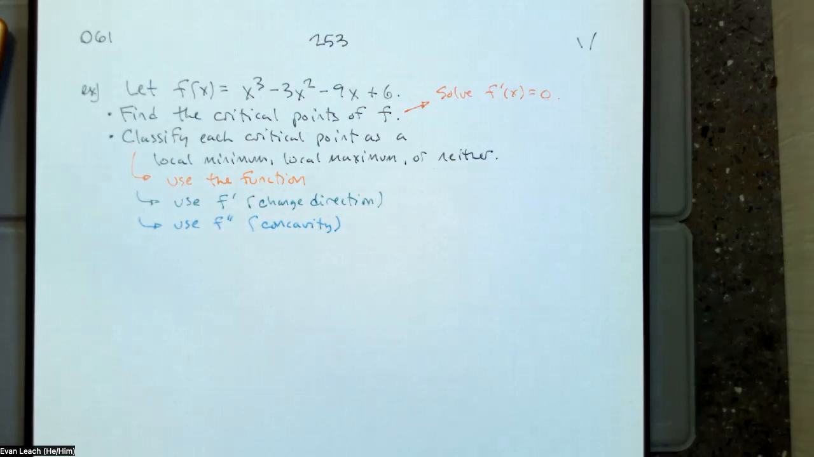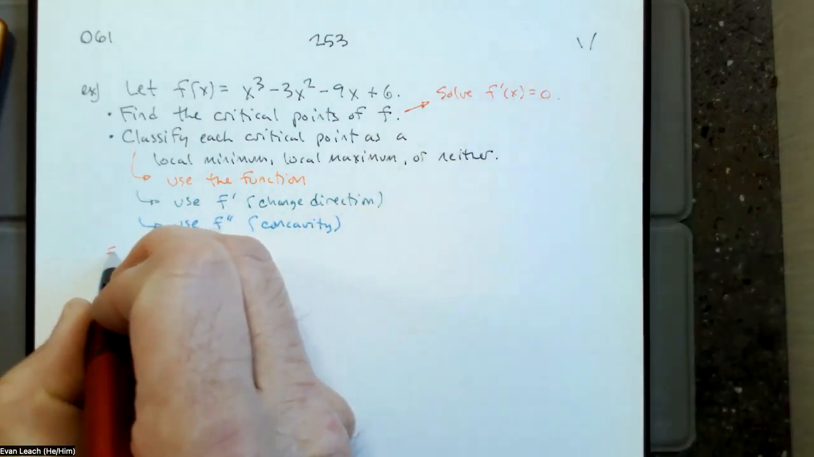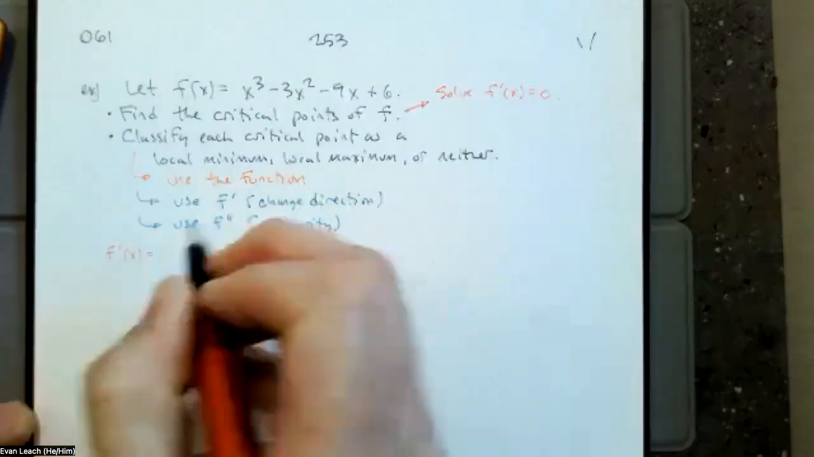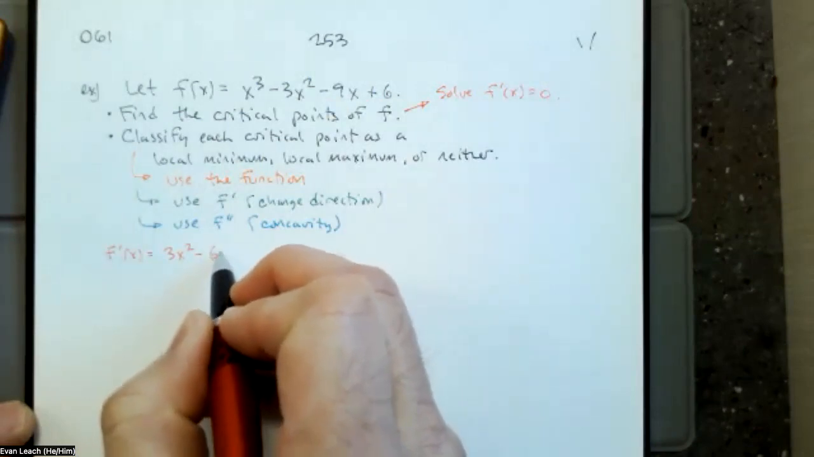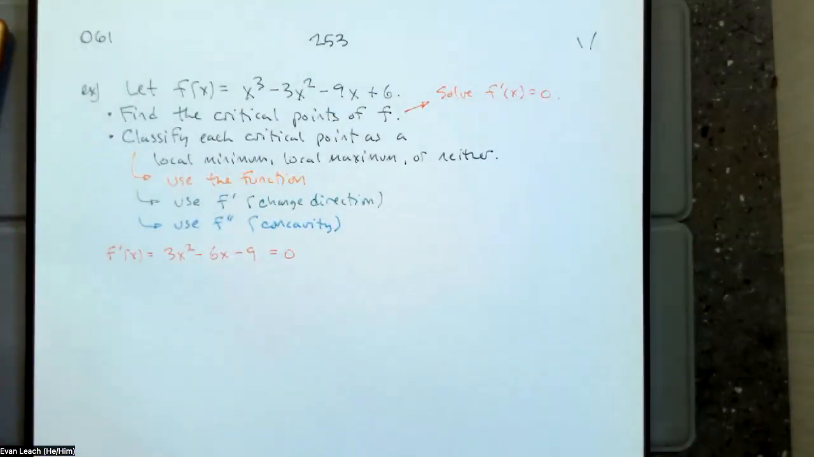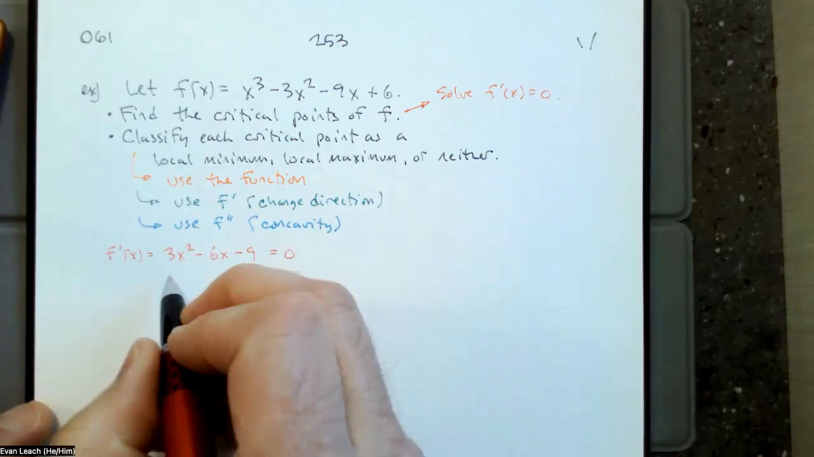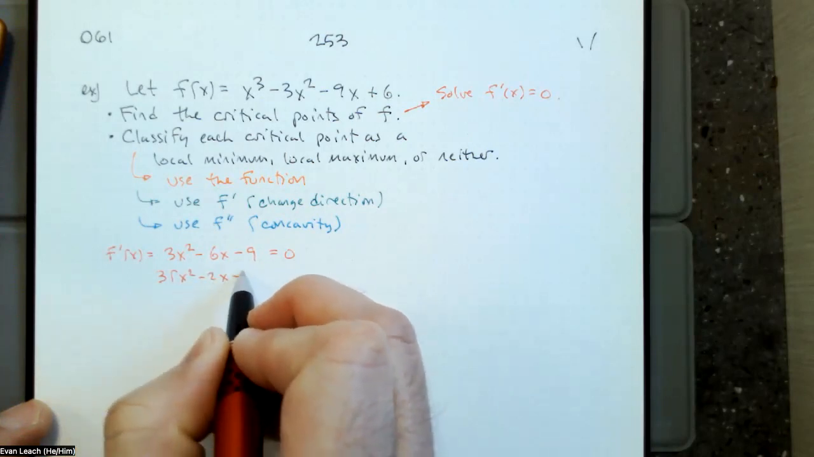All right. So to do this problem, we're going to need the first derivative. So f prime of x will be 3x squared minus 6x minus 9. We're going to set that equal to 0 and then solve. Because I'm so lazy, I picked something that was easily factorable. So we can factor out the 3. That leaves x squared minus 2x minus 3.